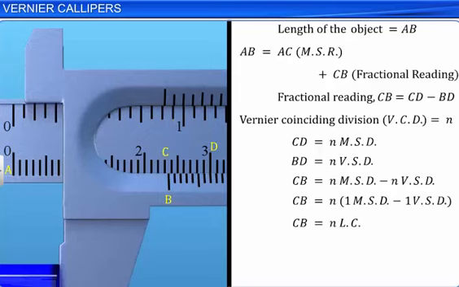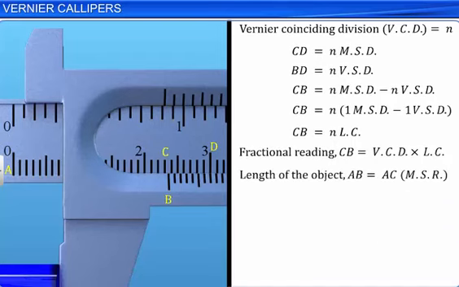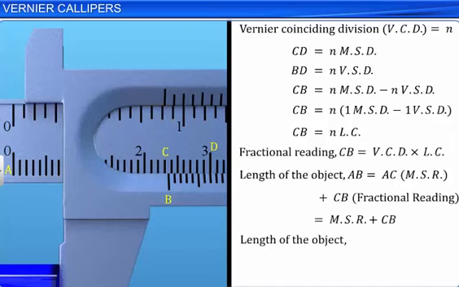But N is the vernier coinciding division. Therefore, the fractional reading, CB, is equal to vernier coinciding division into least count. The length of the object, AB, is equal to main scale reading plus fractional reading, which is equal to main scale reading plus vernier coinciding division into least count.